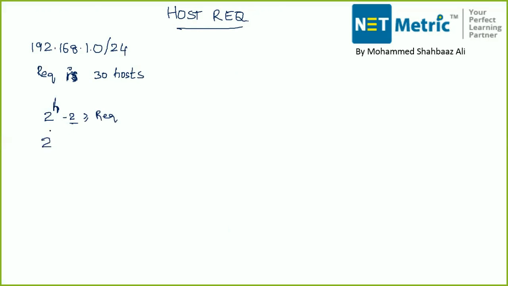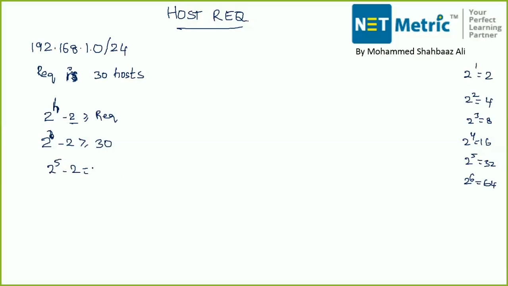So our requirement is 2 power how much, minus 2, will be greater than or equal to 30? 2 power 1 is 2, we know. So what will be the h value? Quickly, what will be the h value? 2 power how much minus 2 will be greater than or equal to 30? 2 power 5, sir. 2 power 5. Okay, so 2 power 5 minus 2 is equal to 30. So the h value is 5.